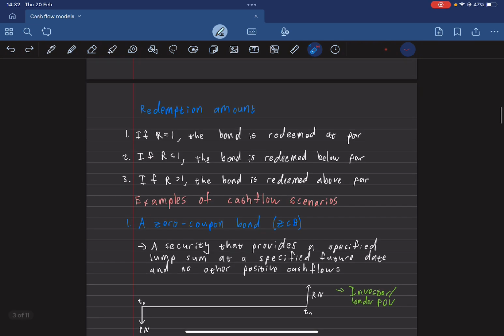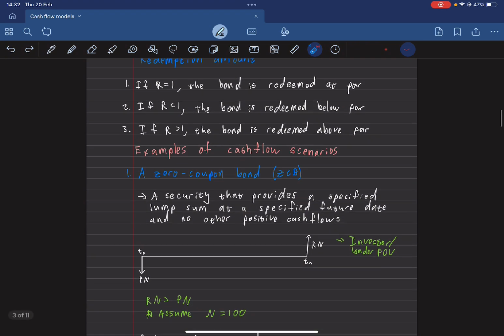Okay, so let's do a quick talk about redemption. Redemption is when they pay you back the initial amount. If R equals 1, if redemption equals 1, then we say it's redeemed at par. If R is less than 1, we say it's redeemed below par. And if R is greater than 1, we say it's redeemed above par.